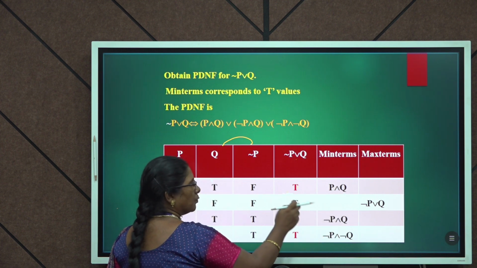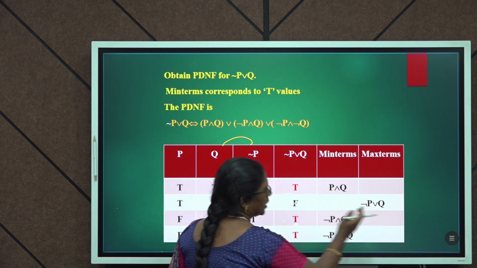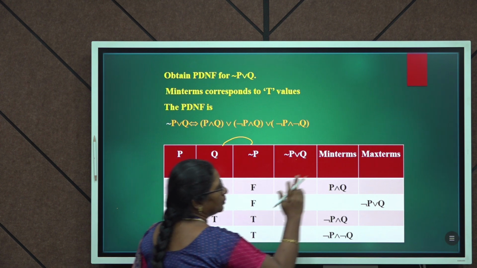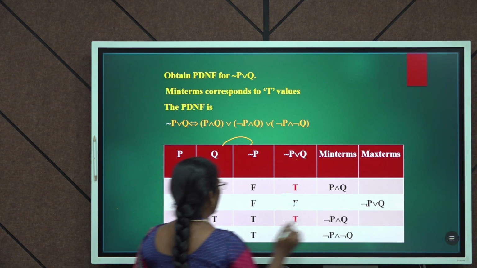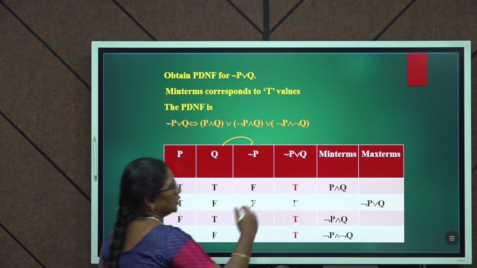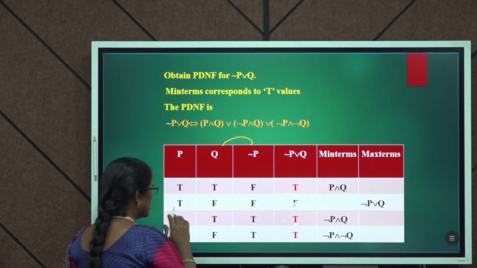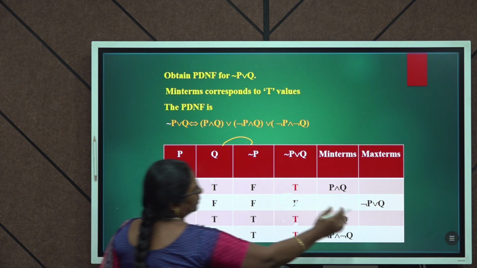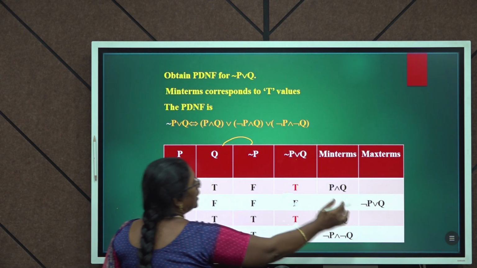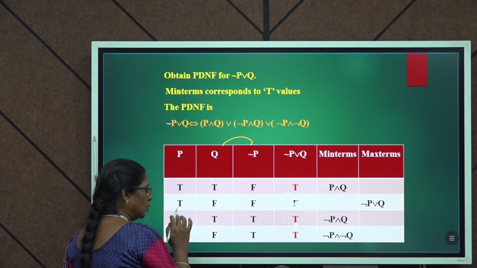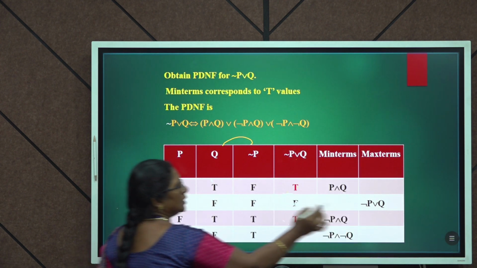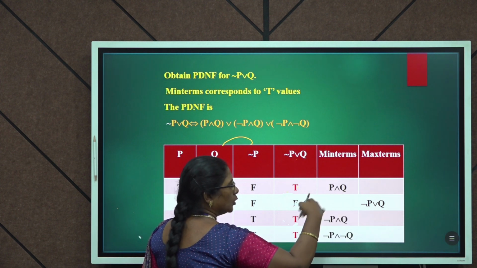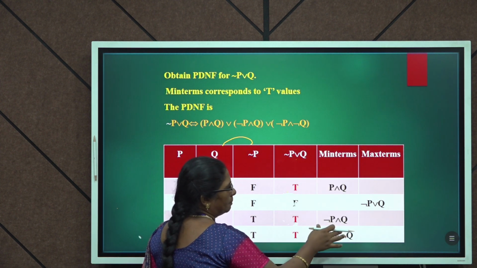And wherever there is false, you have to write the corresponding max terms. So, the max term corresponding to the truth value false is negation P cup Q. Why negation P cup Q? Here the procedure must be followed. While writing max terms, if there is true, you have to write the negation of the statement, and if there is false, you have to write the same statement. Okay, you have to follow the reverse procedure of what we follow while writing the min terms.